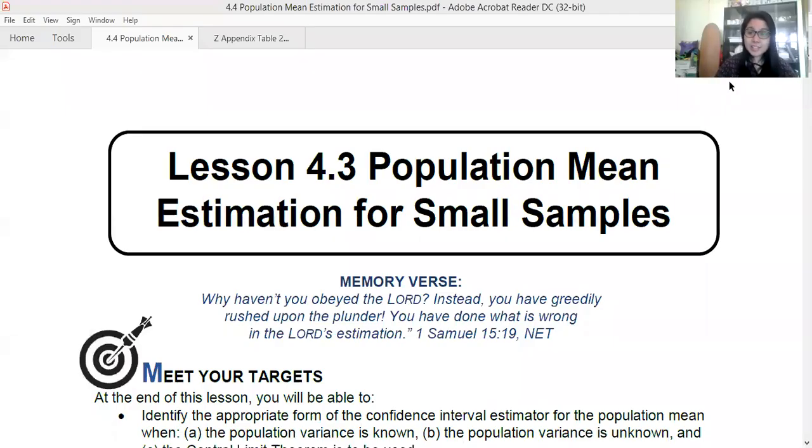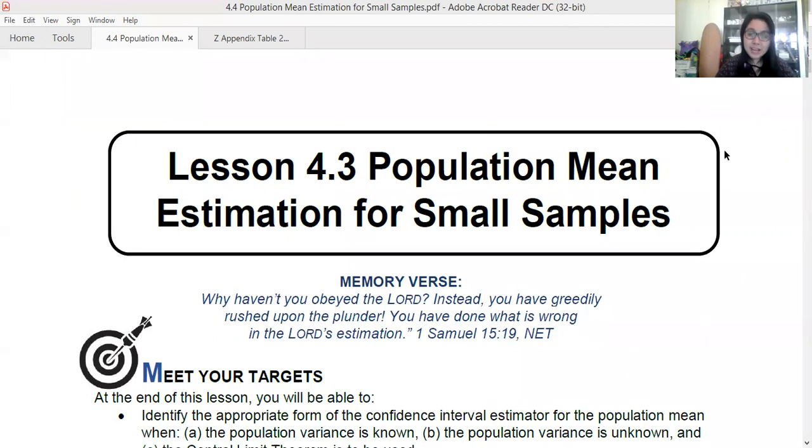Now, our lesson today is about population mean estimation for small samples. And our memory verse is found in 1 Samuel 15:19. It says, "Why haven't you obeyed the Lord? Instead, you have greedily rushed upon the plunder. You have done what is wrong in the Lord's estimation."